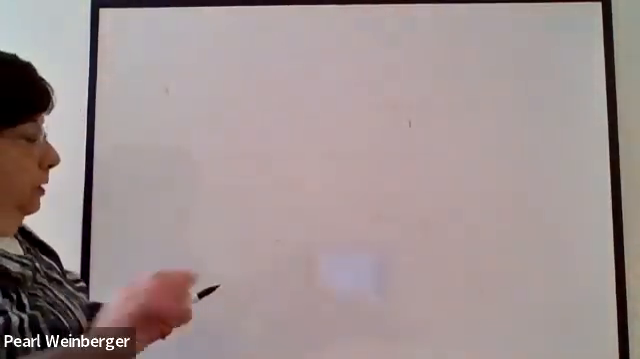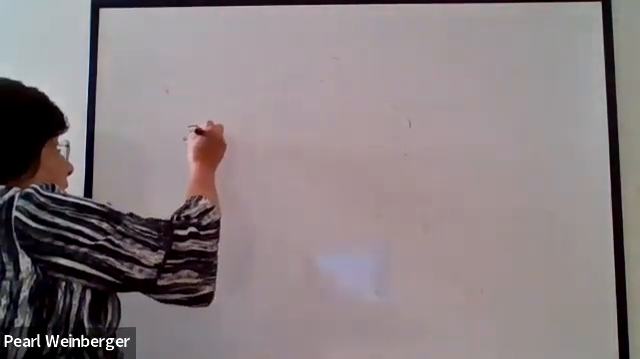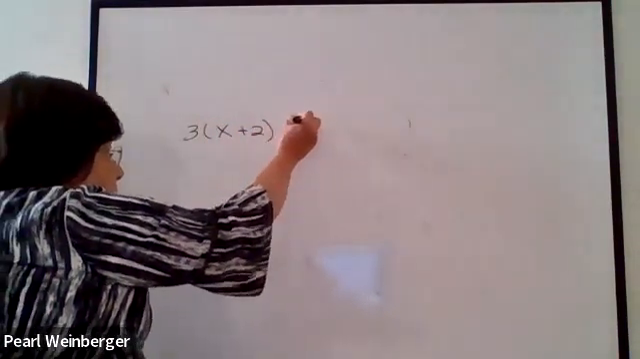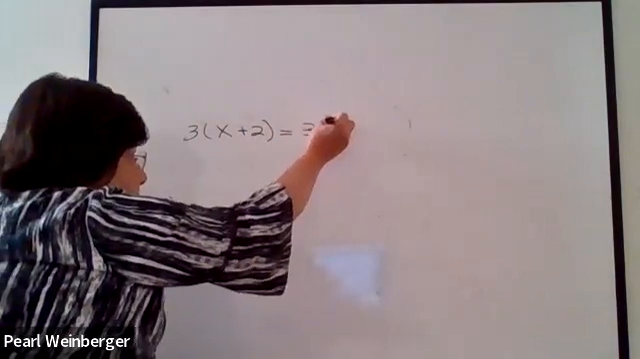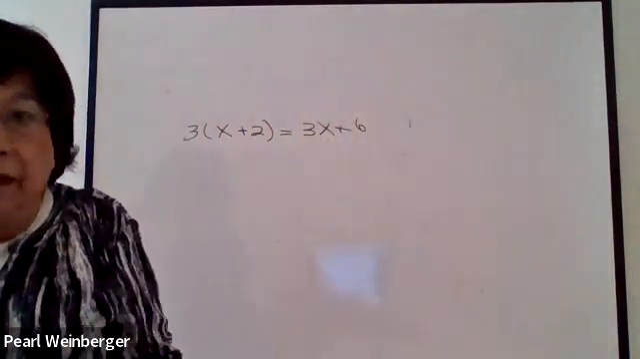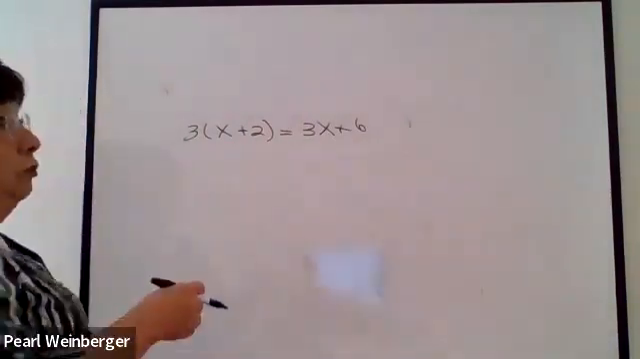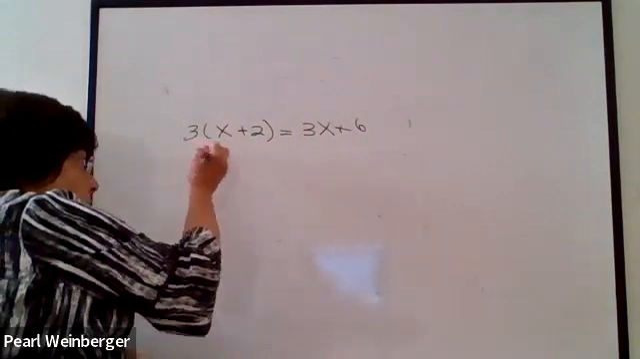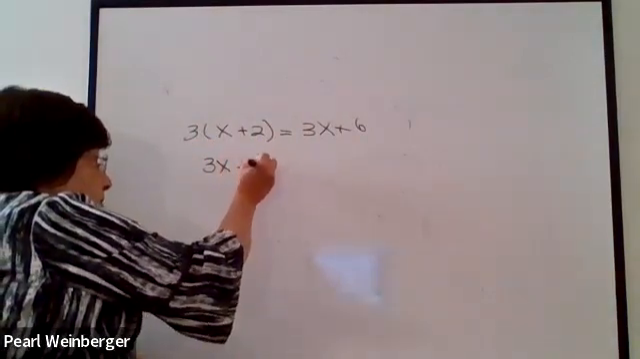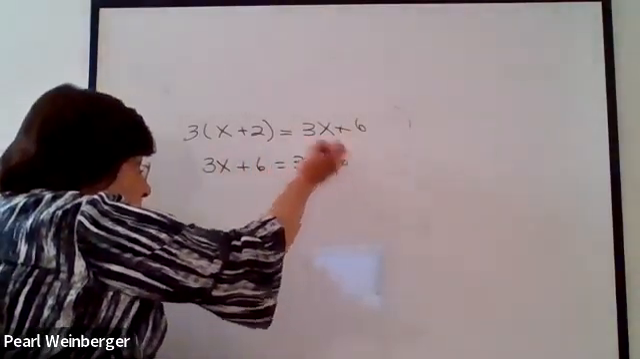Suppose I gave you something like this: 3 times x plus 2 equals 3x plus 6. And I said, solve this. And of course, we go ahead and do it the way we did it before. Remove the parentheses: 3x plus 6 equals 3x plus 6.